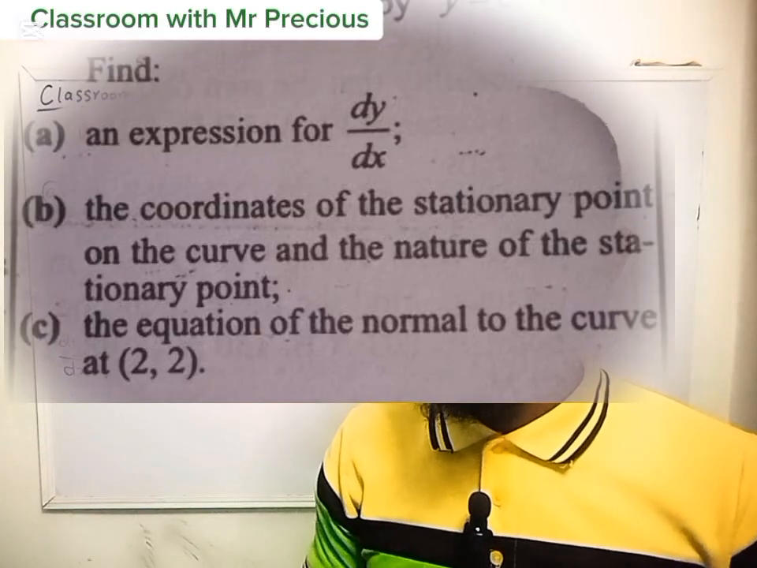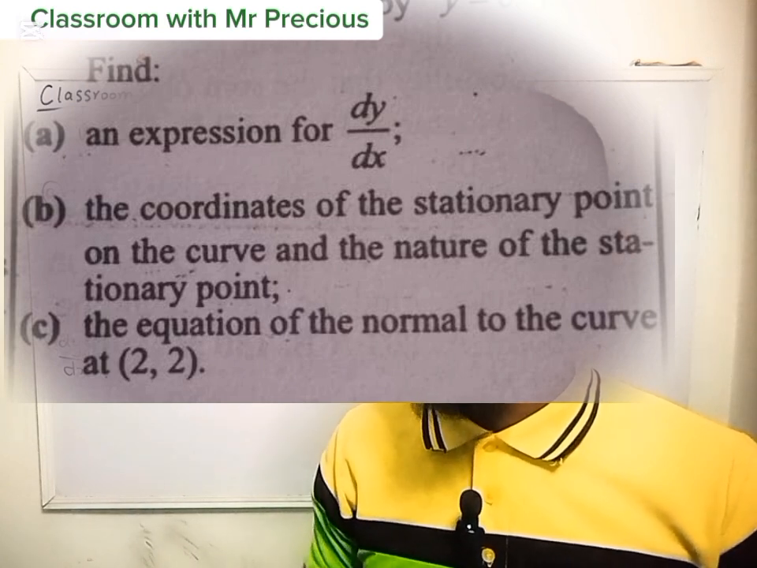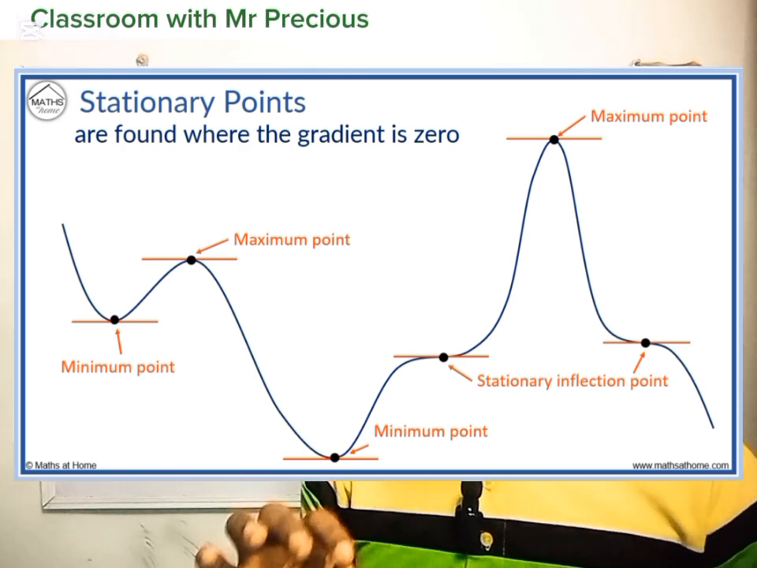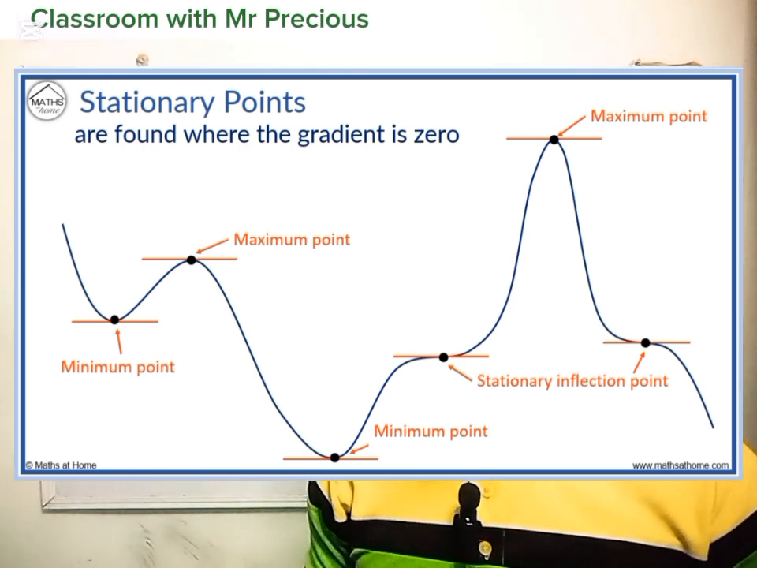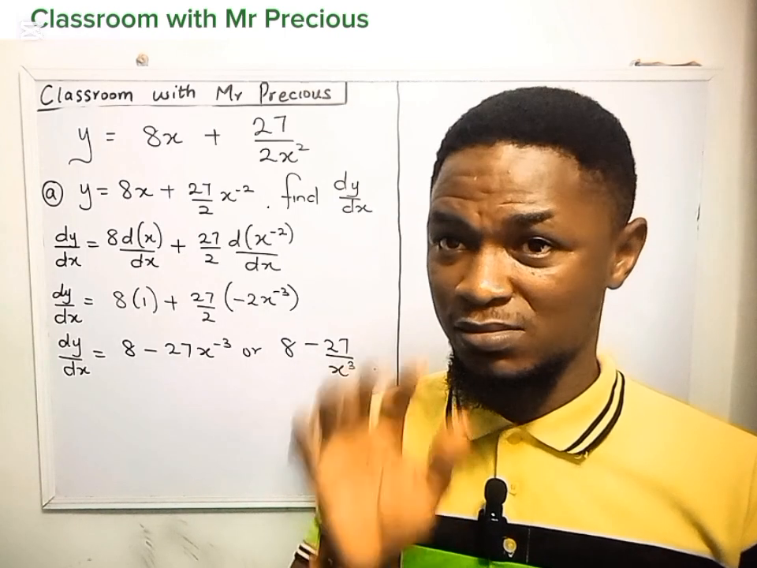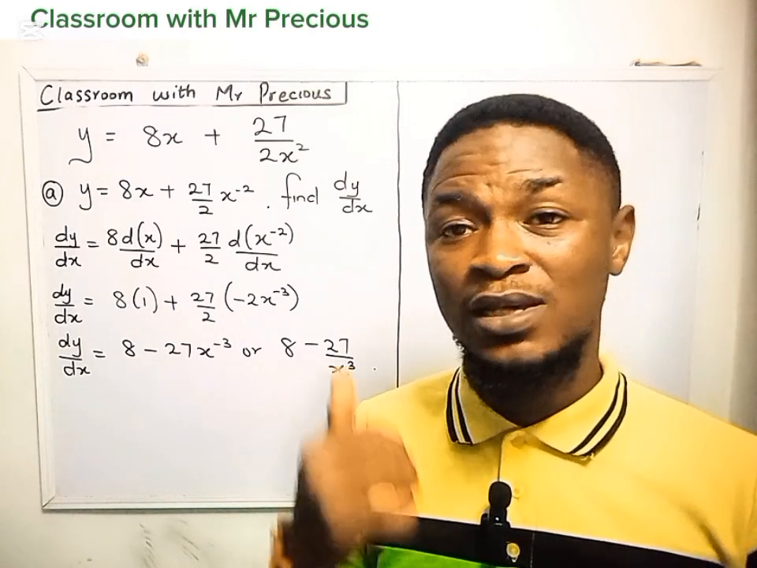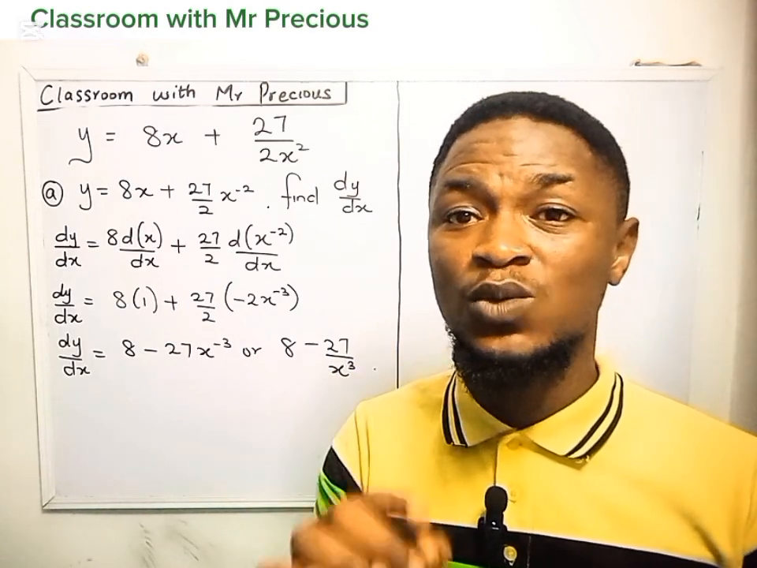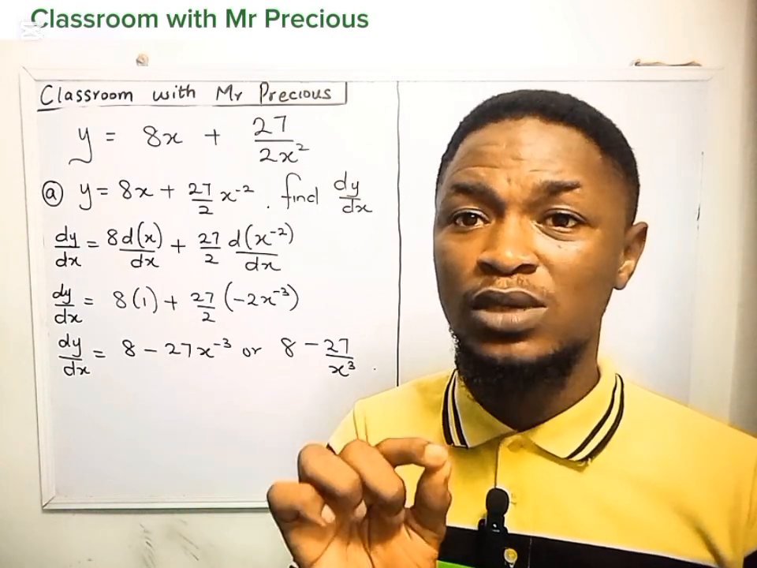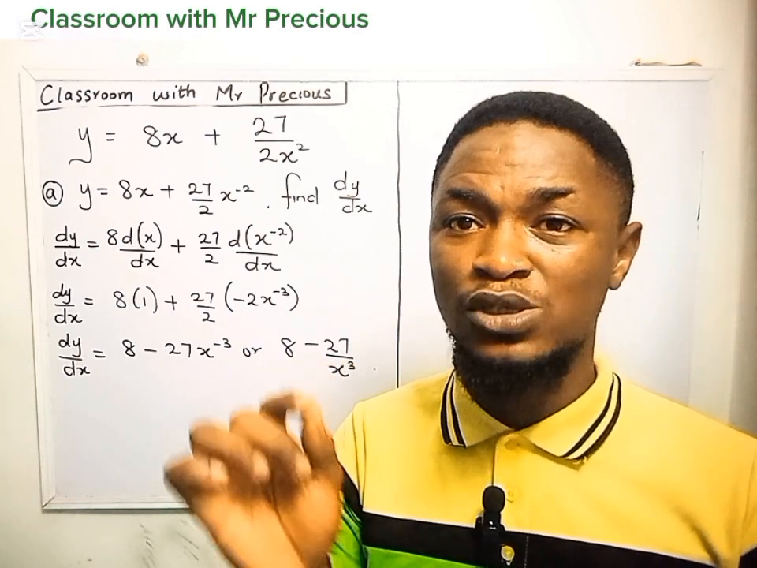The second question says we should find the coordinate of the stationary point on the curve and the nature of the stationary point. Now, a stationary point is that point of any curve where the slope is 0. To find the stationary point, the first thing you have to do is equate the first derivative, dy over dx, to 0. Then you can easily get your x and your y coordinates.